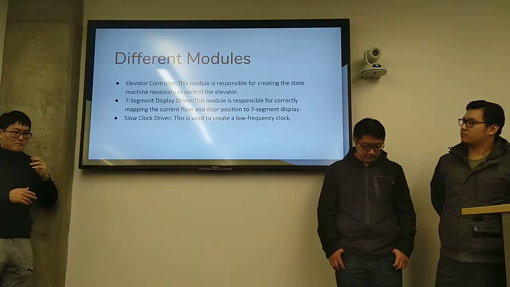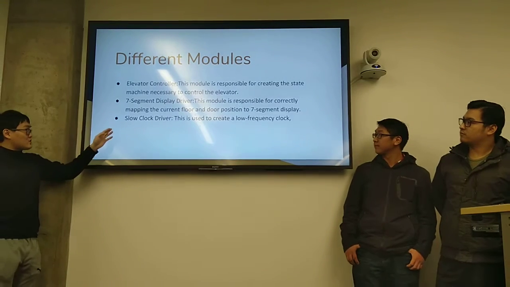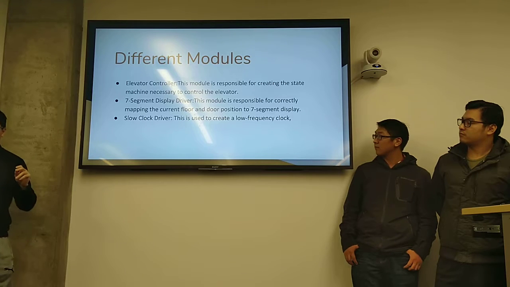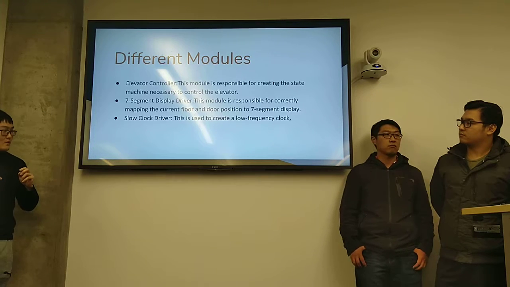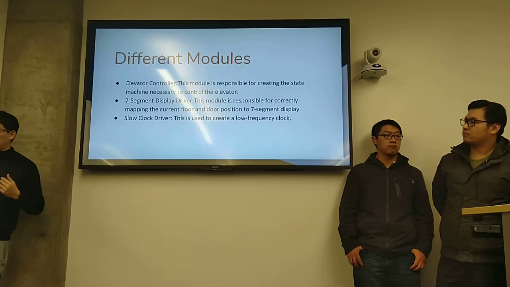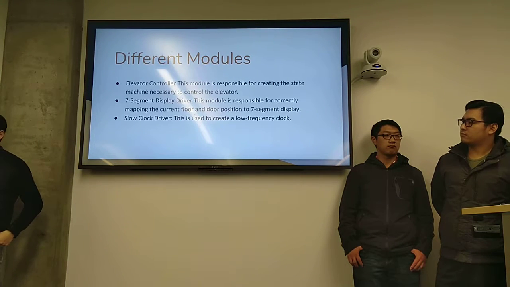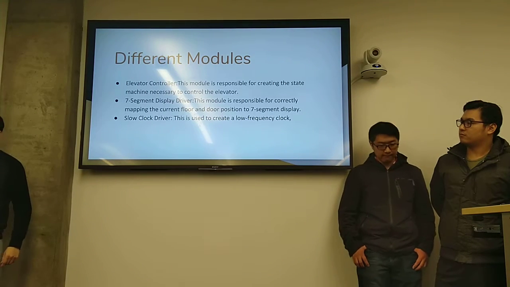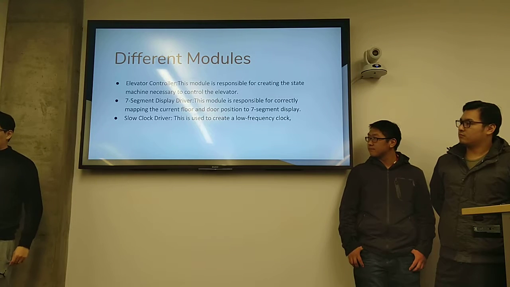Another thing we need is a driver to control the time. We call it a slow clock driver. It is because we want to make the frequency a little bit slower. For example, if the elevator goes to a certain floor, we need to give some time to open the door and close the door, so we need to make the clock a little bit slower to wait for it.